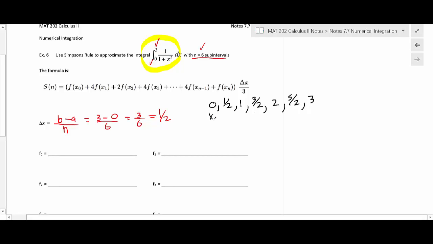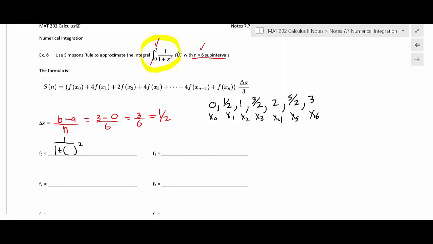So this is going to be x0, x1, x2, x3, x4, x5, x6 like that. Okay, so we've got everything counted out. Now what we're going to do is evaluate the function, and then we're just going to crunch out Simpson's Rule like this. So if we're doing f naught, you're just going to go to the function, which is 1 over 1 plus x squared, and we're just going to plug in these values and crunch these out.